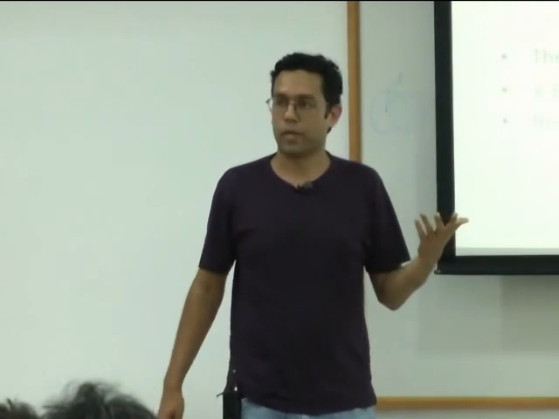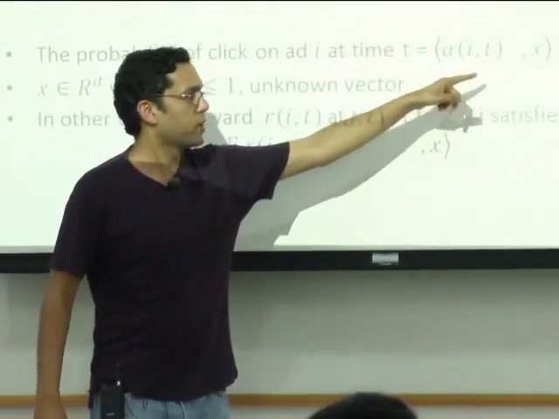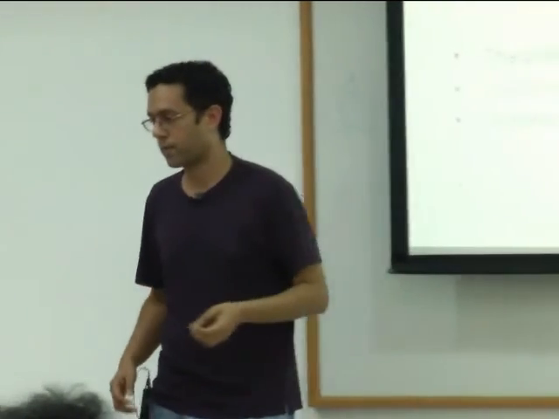So these features could represent any kind of things. It could be whether the ad I that we are showing is relevant to this user, or what's the history of the user for this category of ads. So the coordinates in these vectors could be all kinds of features. And then the probability that an ad I will be clicked at time t is just given by this. You take the dot product of ai of t with an unknown vector x, which also has norm at most 1. So this is a new model for contextual bandits.